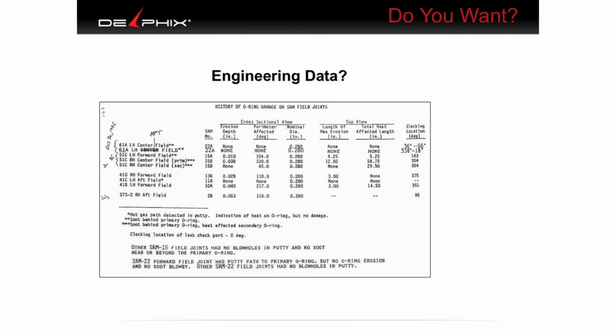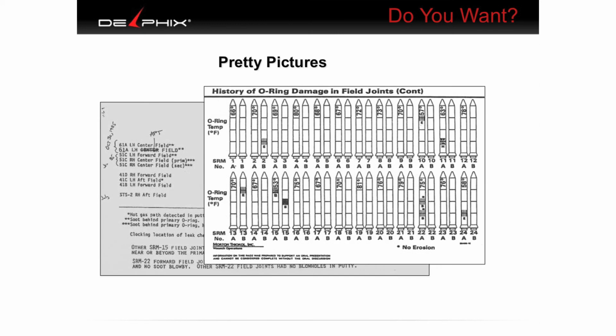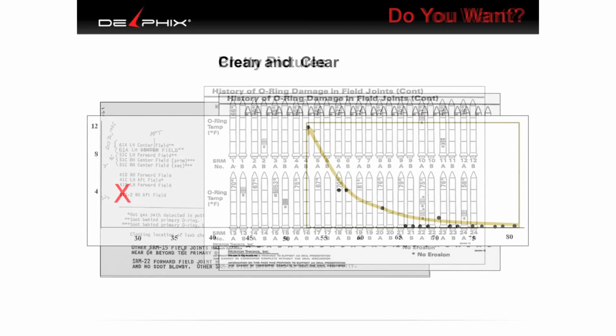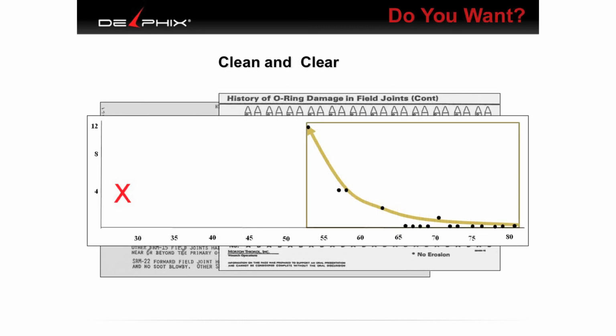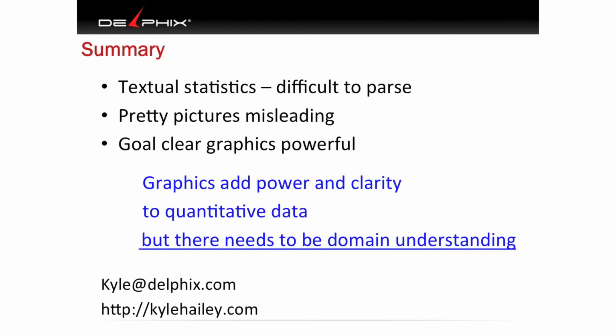Do you want engineering data? There's nothing really wrong with engineering data in itself. But if I'm trying to communicate information, this could be problematic, like we saw with the NASA case. Same with pretty pictures. I think these obfuscate the data. But if we can come up with clear, simple graphics, then we can communicate our idea very quickly and powerfully. So in summary, textual statistics are difficult in general to parse. Some people are really good at it. They're usually the exception. Pretty pictures are misleading. And the goal is clear, powerful graphics.